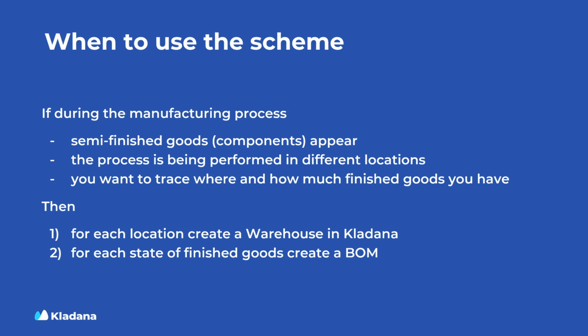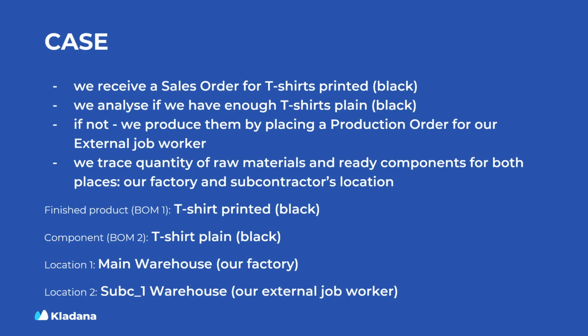So, when to use this scheme? If you produce in different locations and want to trace semi-finished products or components, you need to create different bills of materials in different locations, warehouses. For each location, you need to create a production order. Pay attention: in Kladana, one production order can be assigned only to one location, and you cannot assign one step to one location and the other step to another location. If you do not need to trace the quantity of raw materials or components by location, do not use such a scheme.